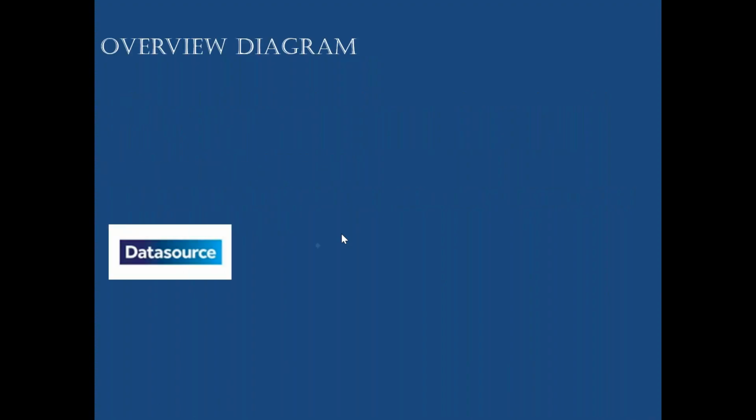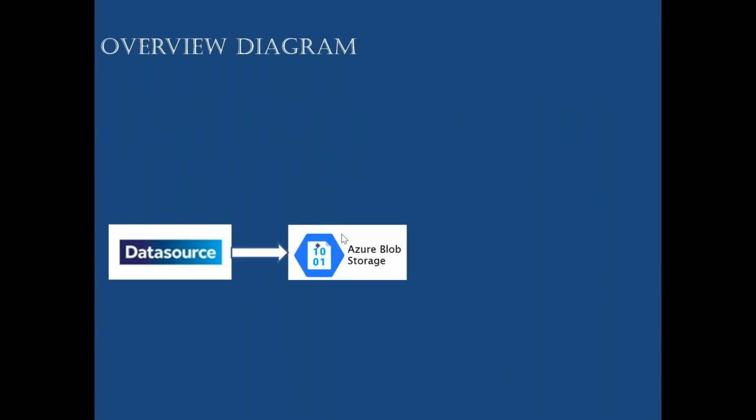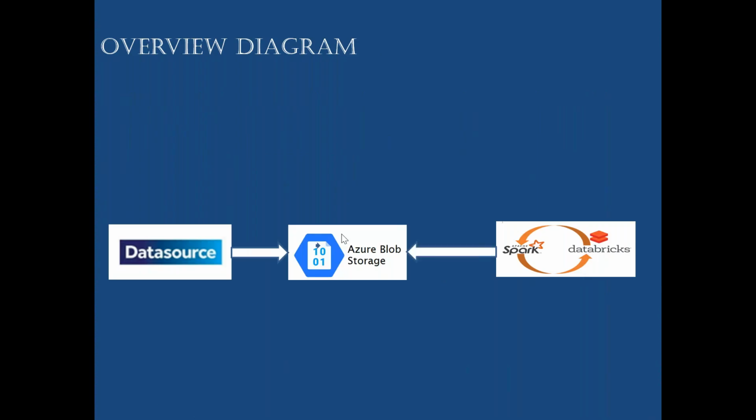So, overview diagram. I'll have some data. That data I'll upload into Blob Storage. I'll create a blob and upload that data into Blob Storage. From Databricks, I'll connect to the Blob Storage. Then I can read data from Blob Storage into Databricks. From Databricks, I can write the data back to the Blob Storage.